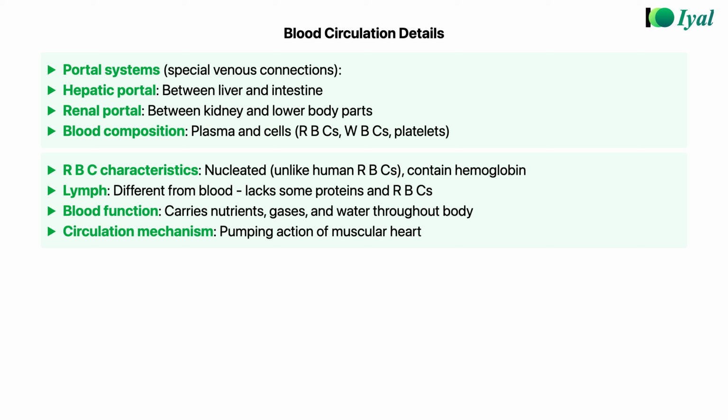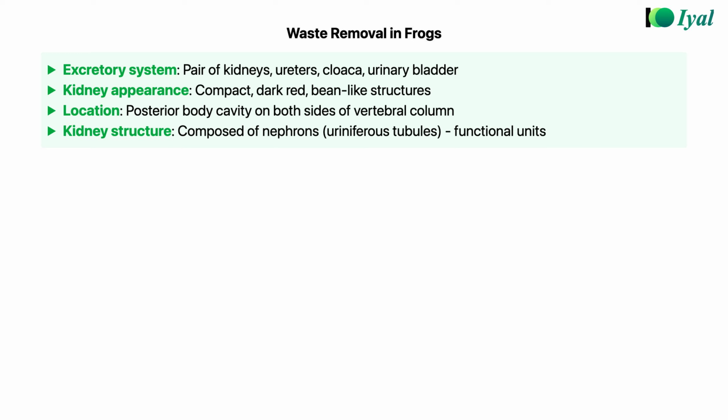What does blood actually do? It carries nutrients from digestion, gases for respiration, and water to wherever they're needed. All this circulation happens because of the pumping action of that muscular heart we talked about. Getting rid of nitrogenous waste is handled by a well-developed excretory system. The main components are a pair of kidneys, ureters, the cloaca, and a urinary bladder.